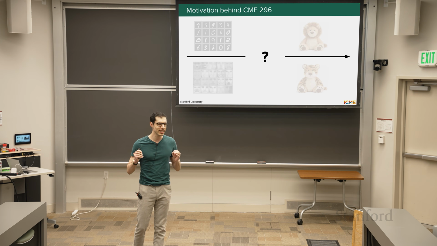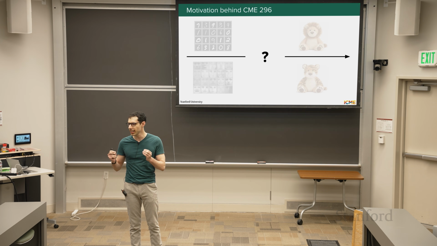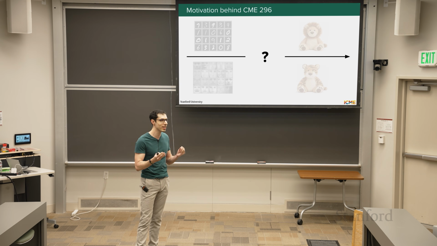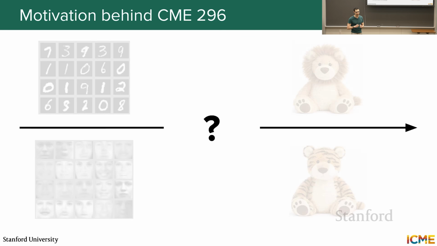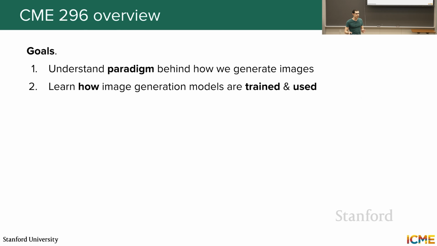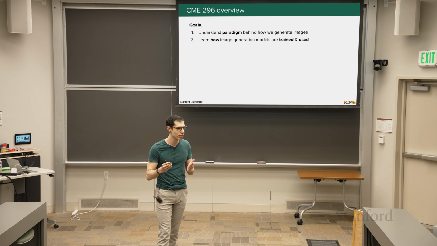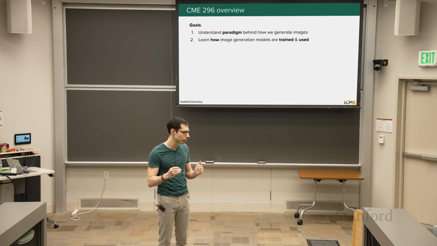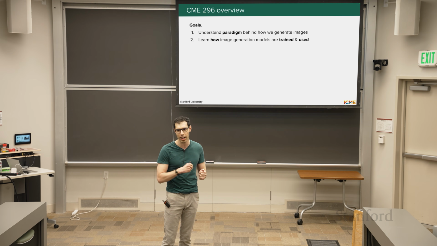The goal of this class is to understand how these image generation models work and what makes them work so well. In particular, this class has two main goals. The first goal is to understand the paradigms behind how we can generate these images. And the second one is to understand how the underlying models are trained and evaluated.